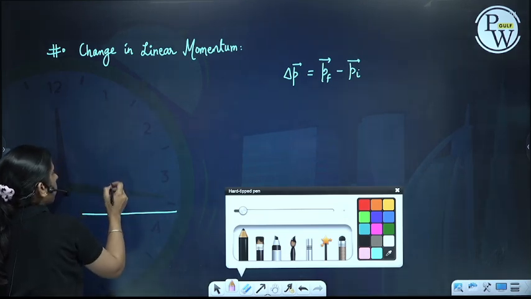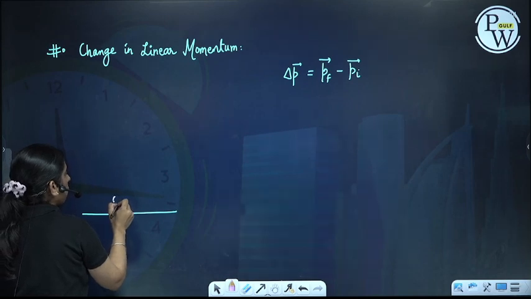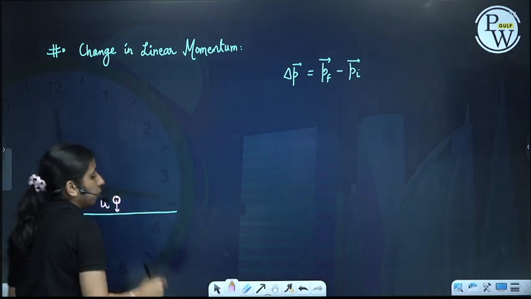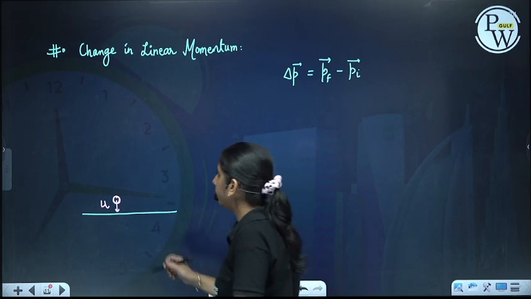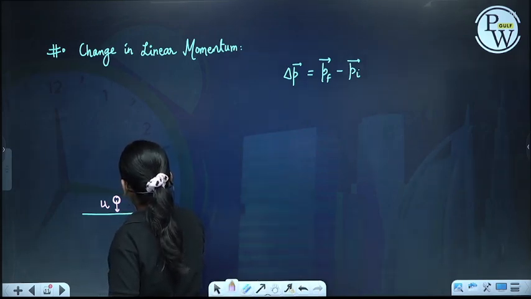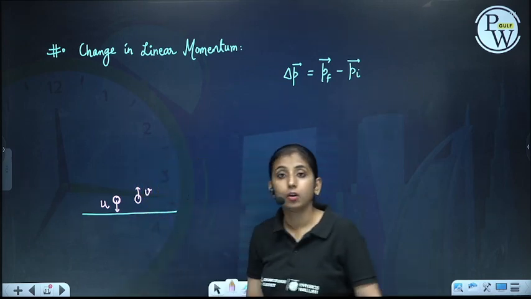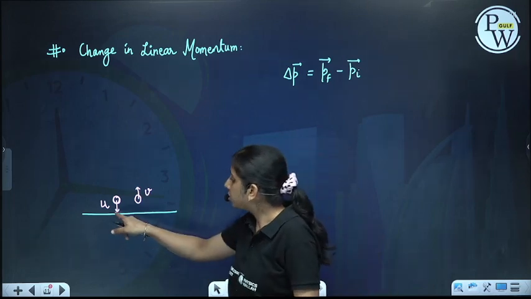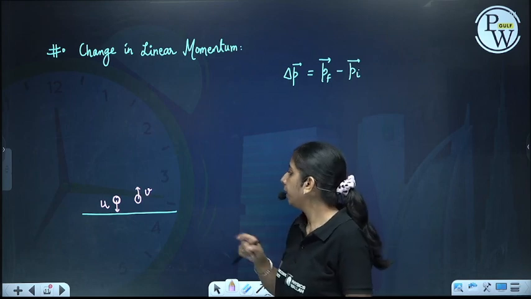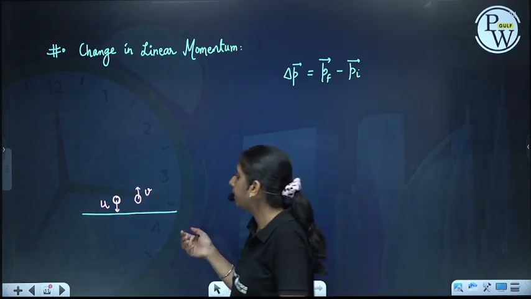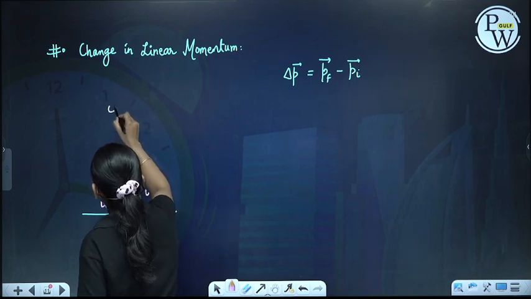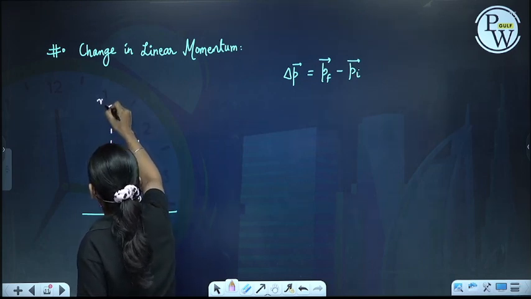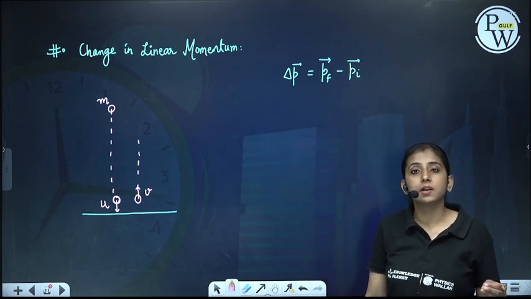So if a ball is dropped on a surface, it hits the surface with some velocity u and rebounds back from the surface with some velocity v. This u and v are the velocities just before hitting and just after hitting. So this is a ball of mass m, just before hitting, it is having velocity u.